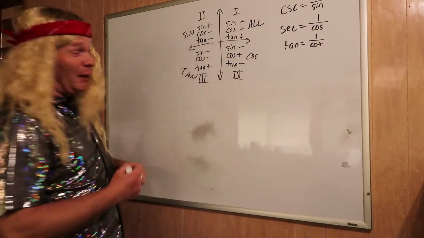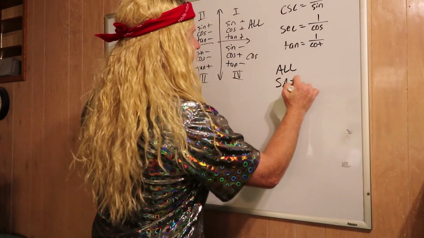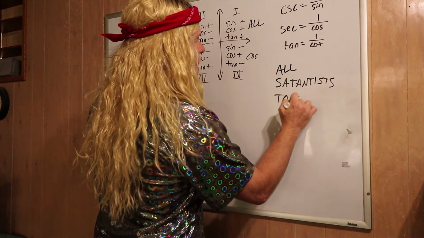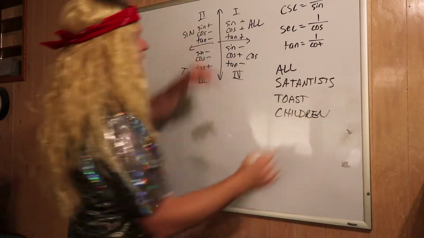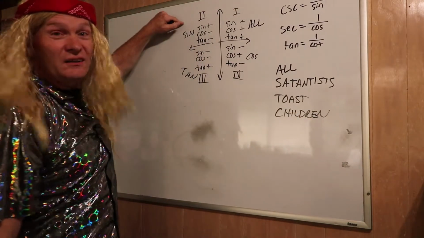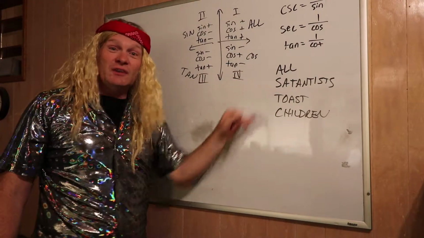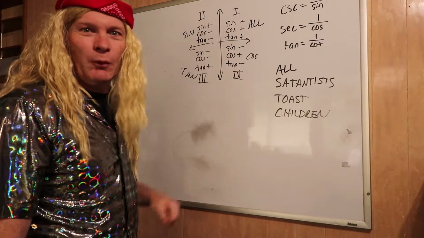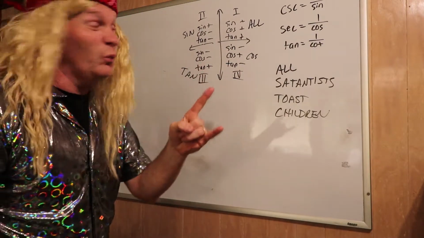So the way I remember it, all Satanists toast children. Okay? All Satanists, so that's sine, toast, so that's tangent, children. Not only is this factually accurate, I think, but it'll help you remember which is which, okay? So if that helps you remember it, rock on, okay?